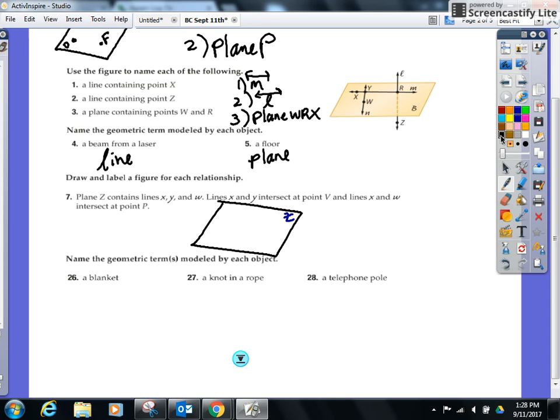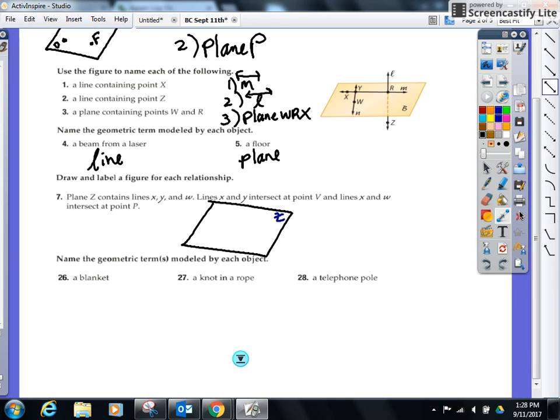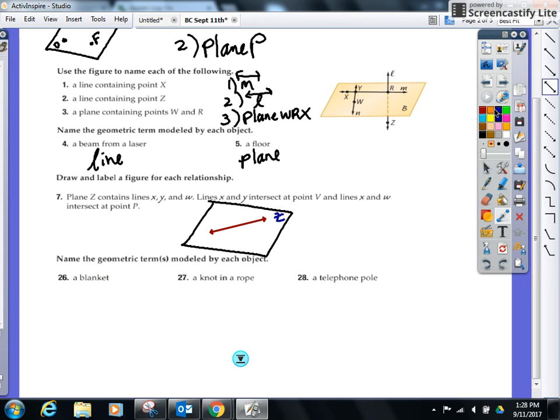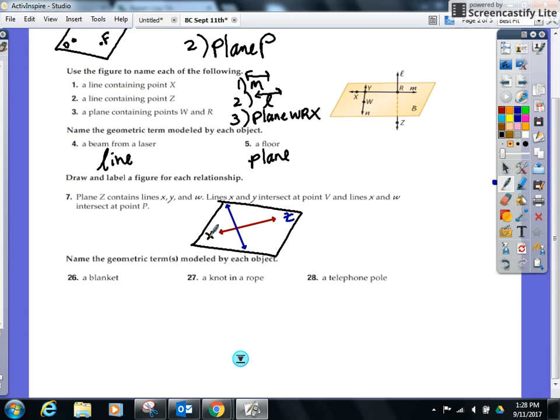See if you can, and again, don't look at anybody else. It may be totally different. I just need 2 lines, X and Y, that intersect at a point. 2 lines, X and Y. Okay, so I have line X and I have line Y, and it says it intersects at point V. Yes?